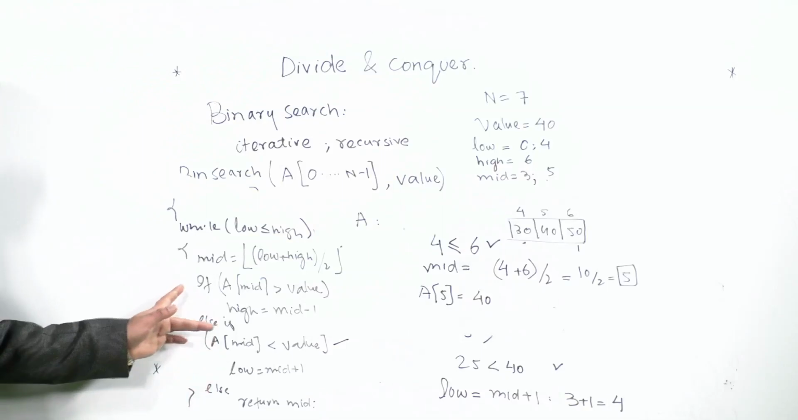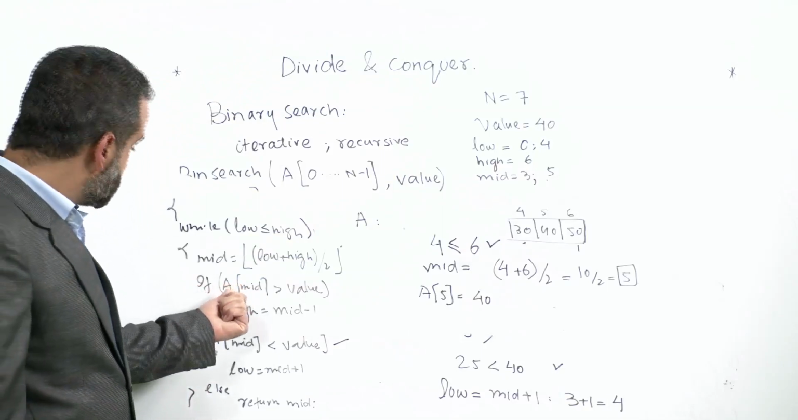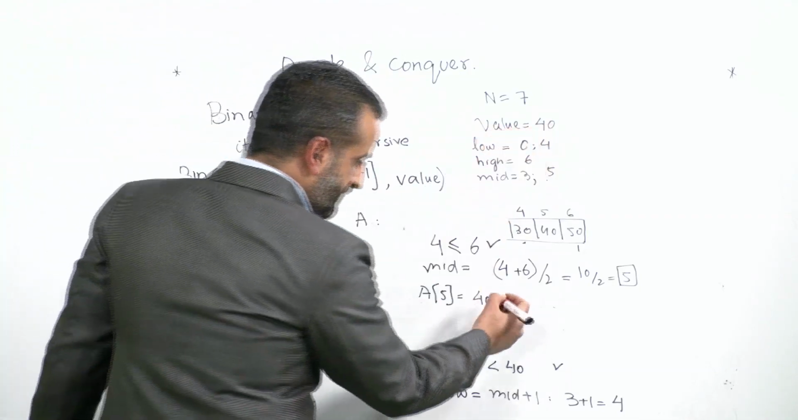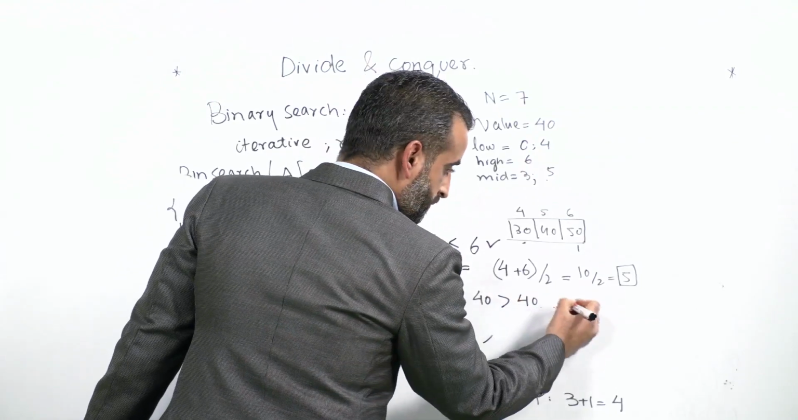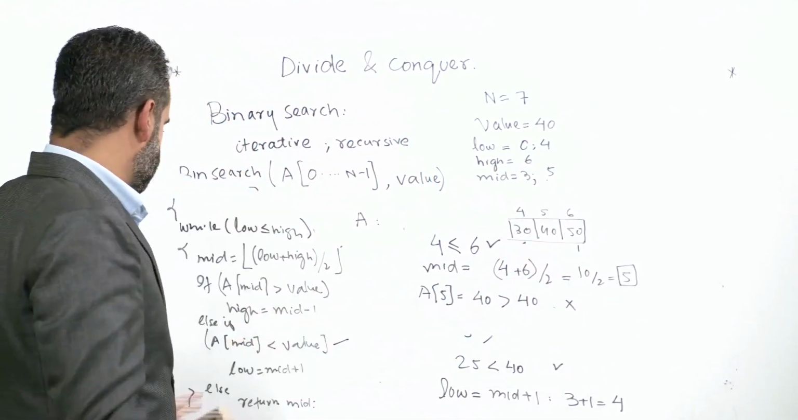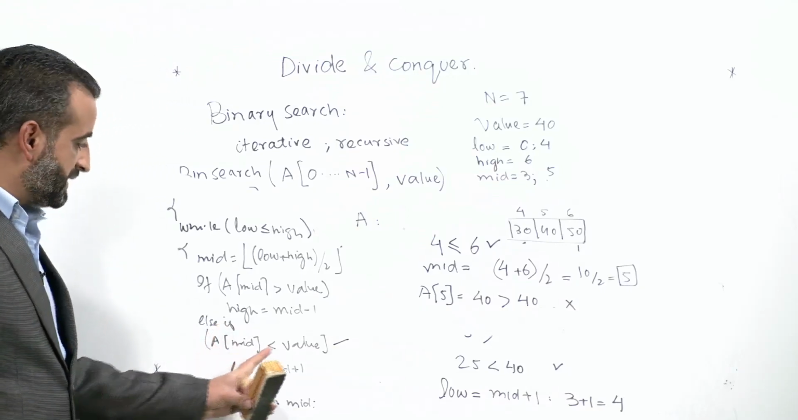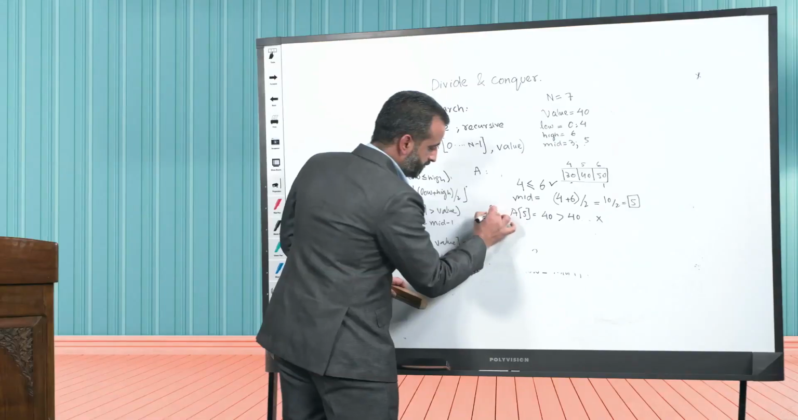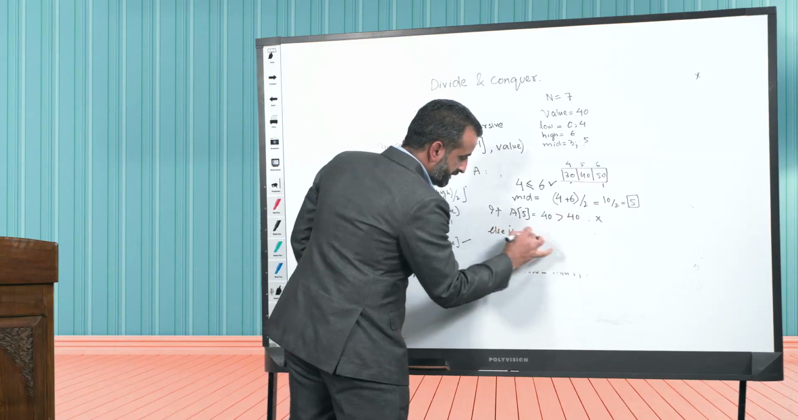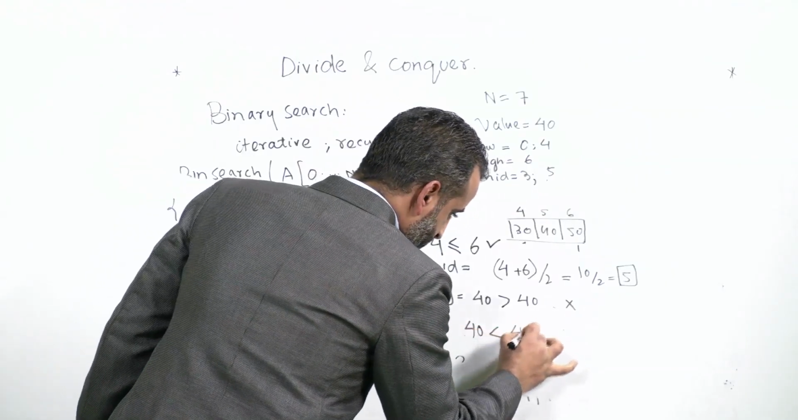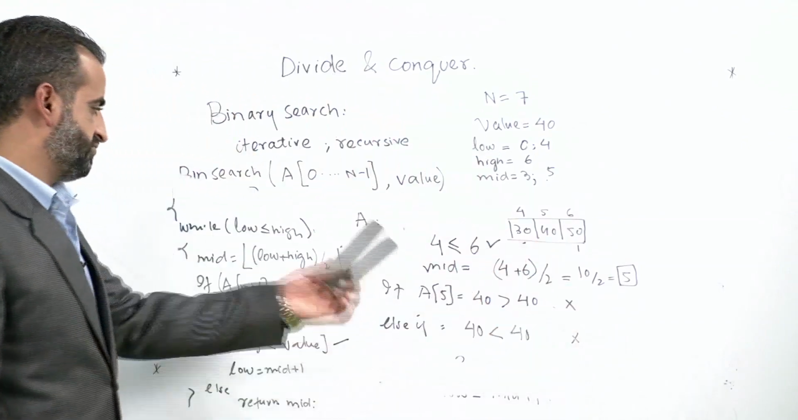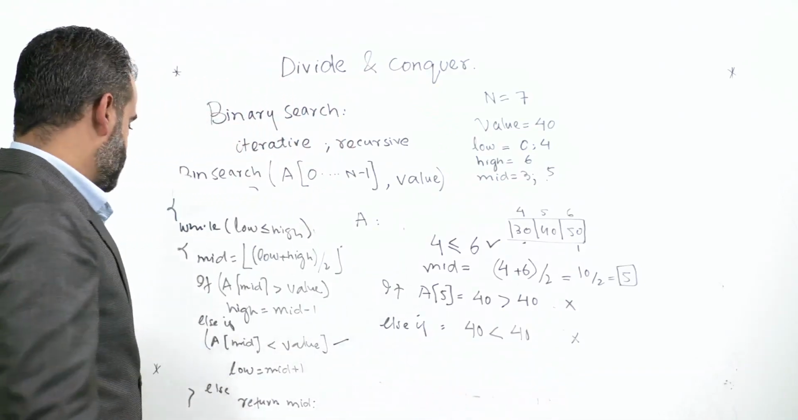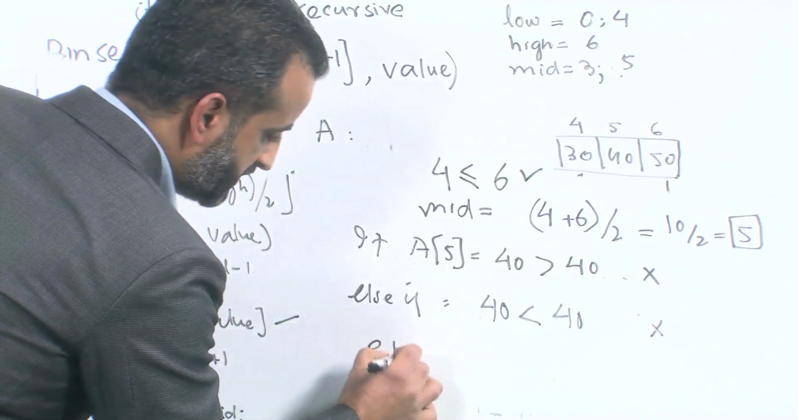Let's look at the algorithm in this case. The algorithm checks the condition: is A of mid, that's 40, greater than the value? What's the value we are looking for? It is 40. Is it greater than 40? No, it's not greater than 40. So we move to the next if statement. The next else if statement checks whether A of mid is less than the value. Is my 40 less than 40, which again is not true, because 40 is not less than 40. Then there arises a situation wherein we simply return the mid.